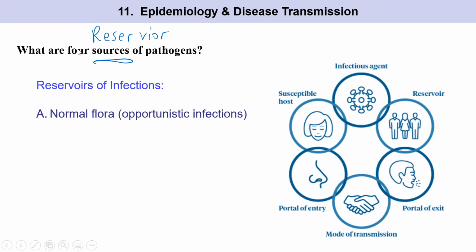Number one was normal flora. This means organisms that are already living with you can be a potential source of infection. There are lots of examples. E. coli is a good one: E. coli, which is normally found in the intestine, can sometimes cause bladder infections. Another example is Candida.